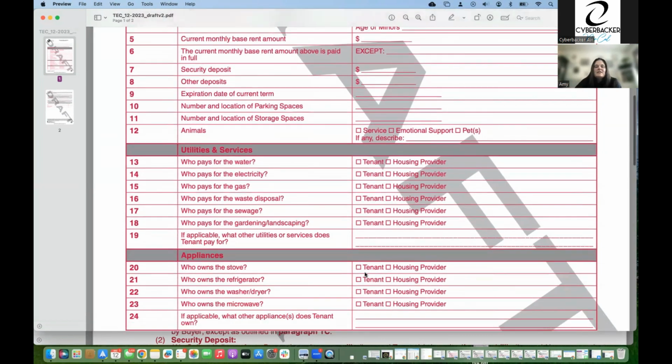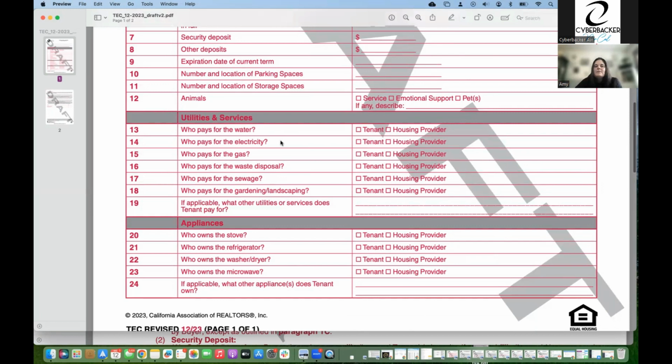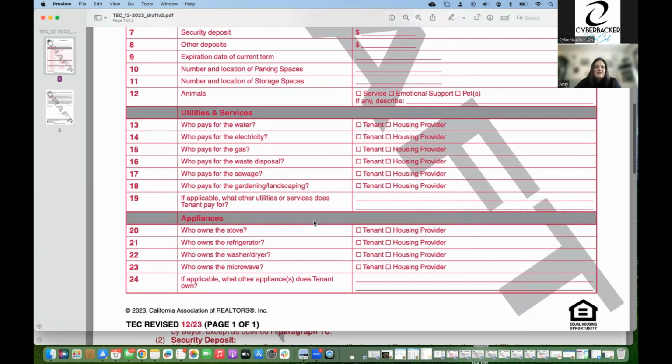Utilities and services, who pays? I like this. They've broken it down and made it super easy for us just to scroll through and see the information. Who pays for water, electricity, gas, waste disposal, sewage, garden landscaping? If applicable, what other utilities or services does the tenant pay for? It might be like pool service, right? Or maybe pest service. And then you mark either the tenant or the housing provider pays for those.